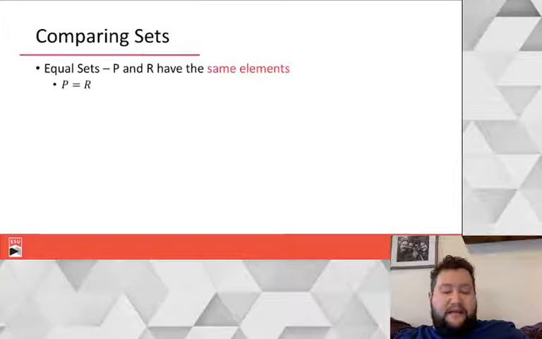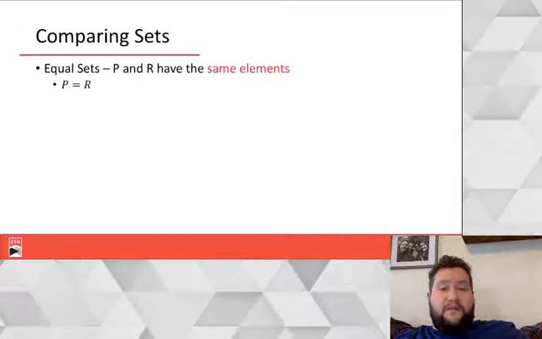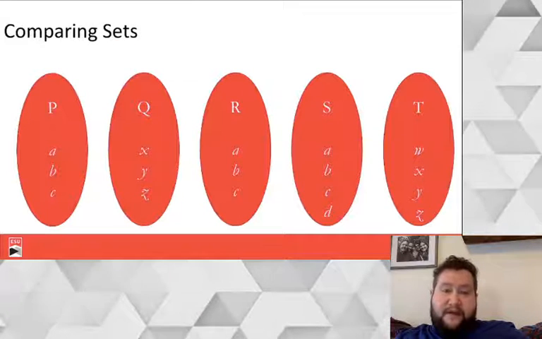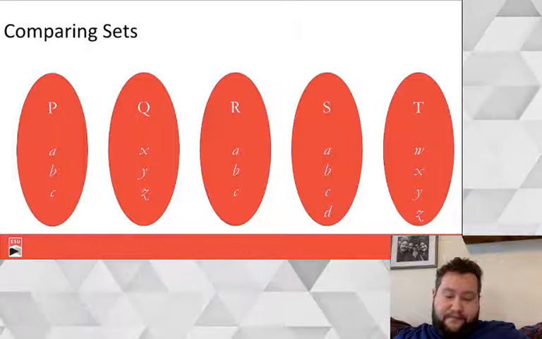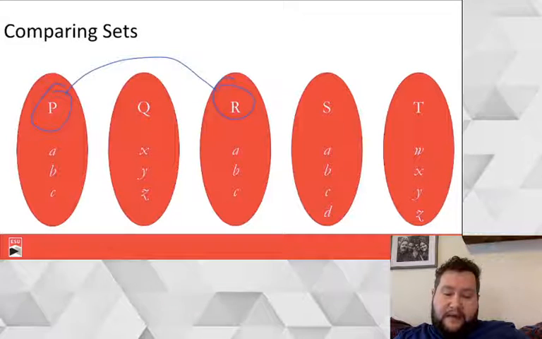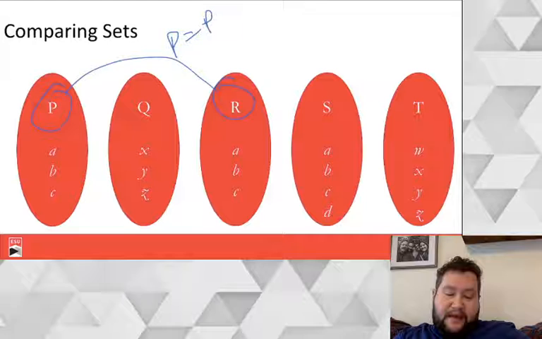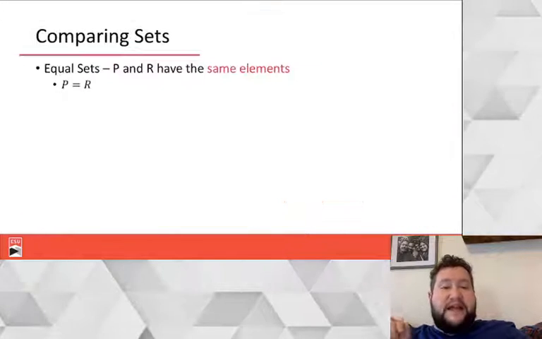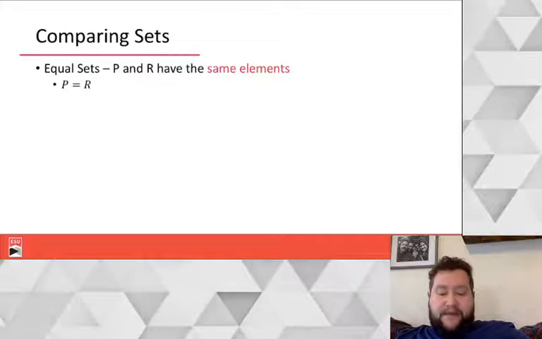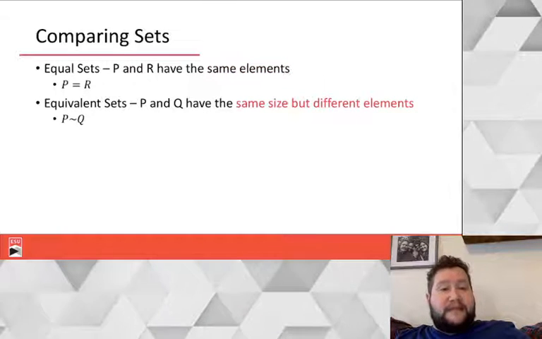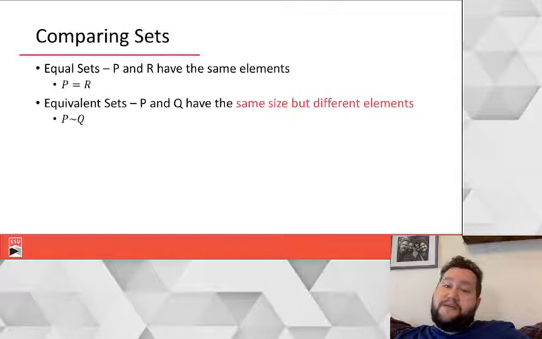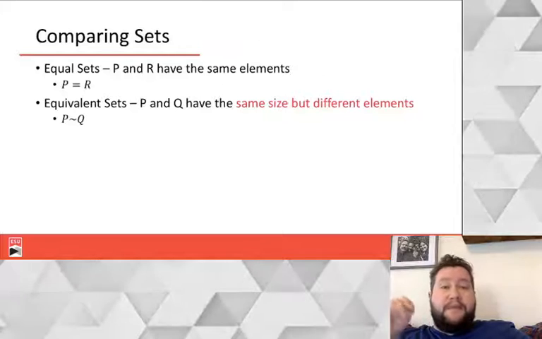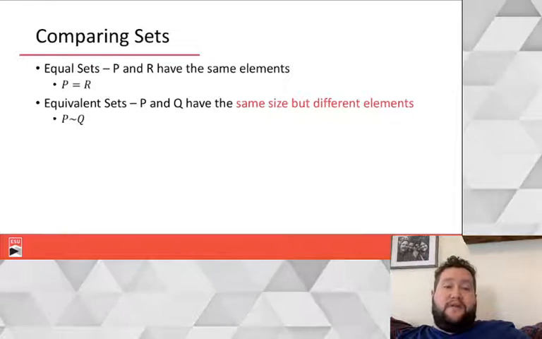So equal sets: P and R, the ones with A, B, and C. And so I'm going to jump back and forth. P and R are equal. P equals R because A, B, and C, A, B, and C. 2 sets are equal if they have the same elements. P equals R. Then equivalent sets, and see, this is another reason why I don't like to use the tilde for not P, because here we use tilde for equivalence.